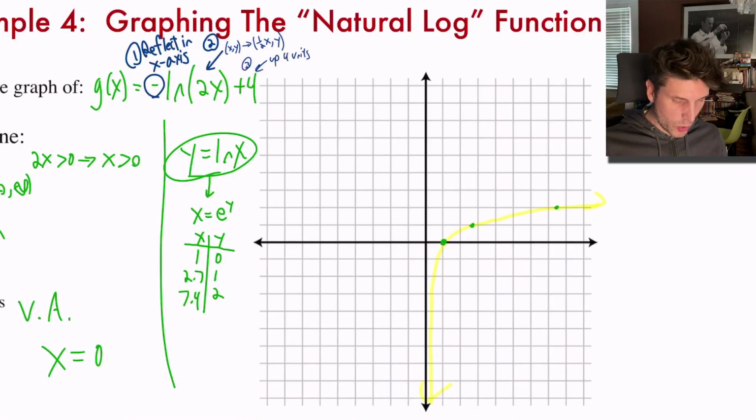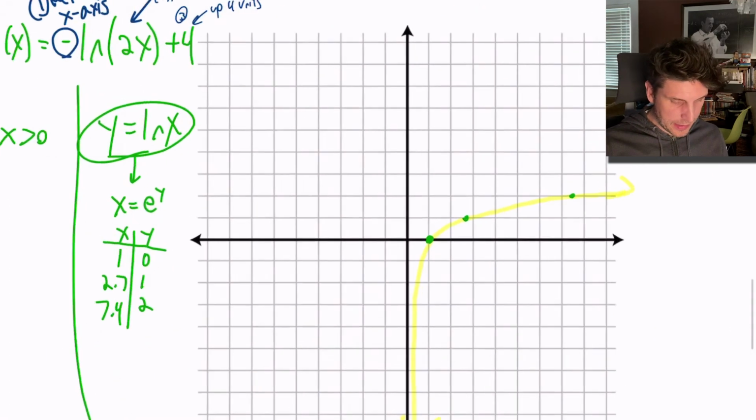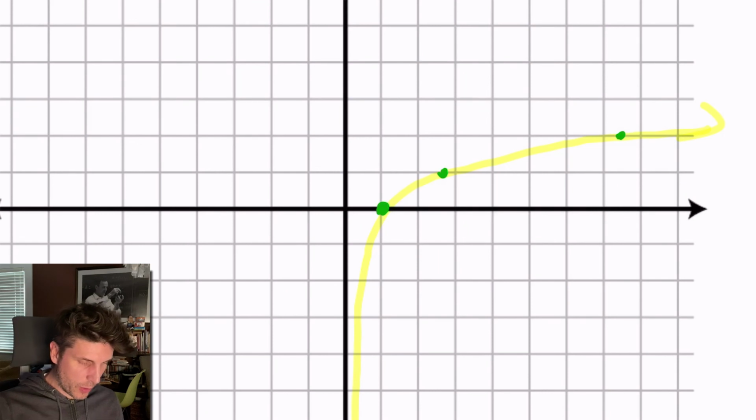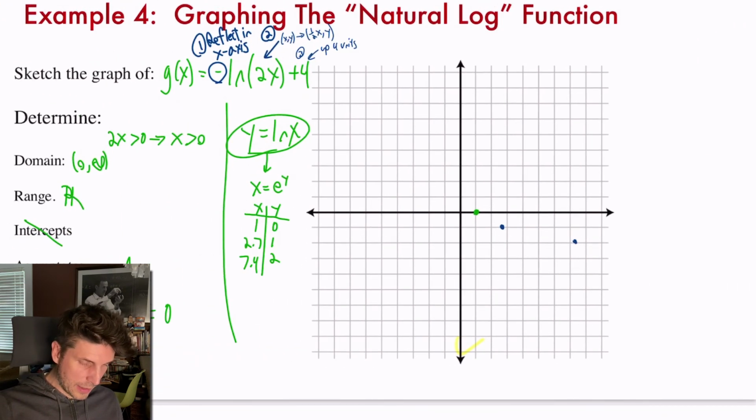Okay, so first thing we're going to do is reflect it in the x-axis. So that green point there, the first one, 1, 0 stays. 2.7, 1 goes to -1. And then the 7.4, 2 goes to 7.4 and -2. Now it's upside down. So I can take these, make those gone, highlight. We'll highlight in this kind of greenish color. Snuggle that asymptote, and all right, so we're dealing with that now.